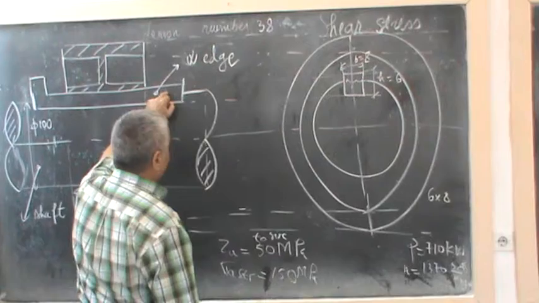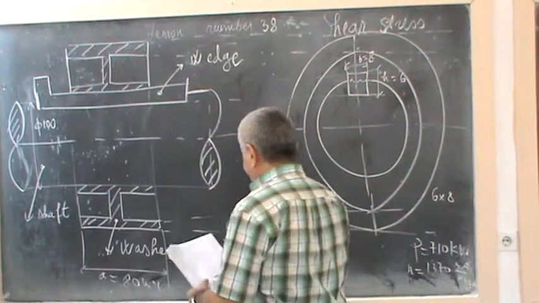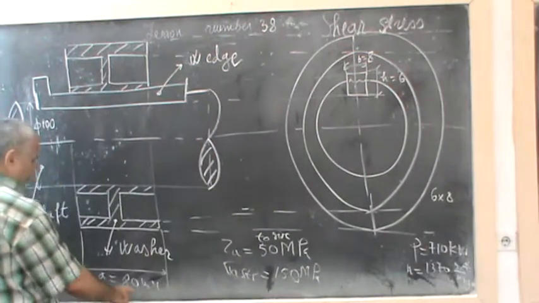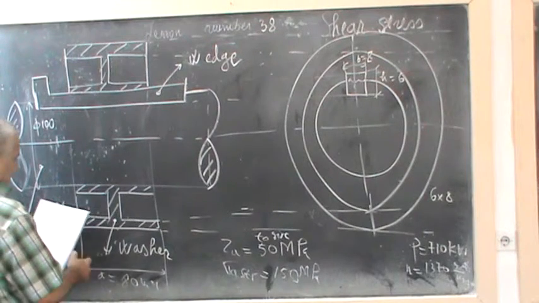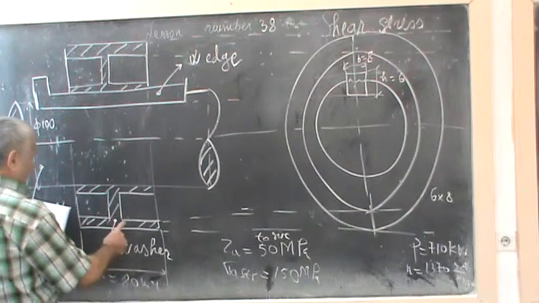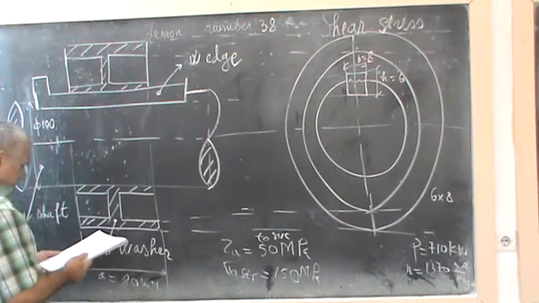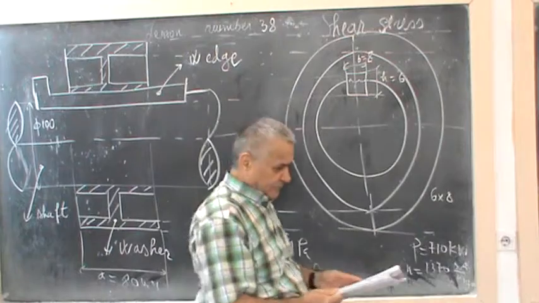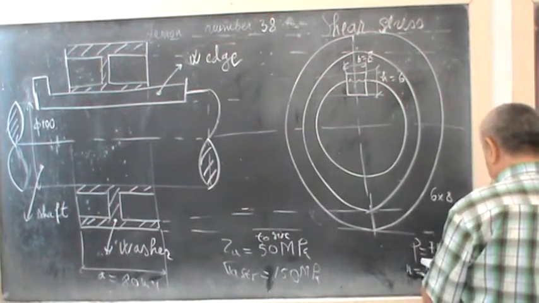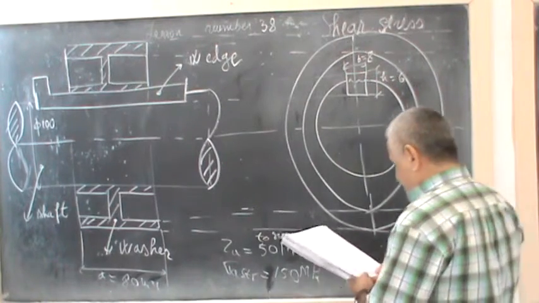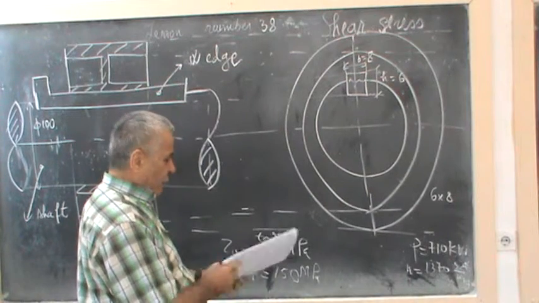The key dimensions B by H are 6 by 8, and the length A equals 80 mm. The key on the shaft is calculated using the following equation.